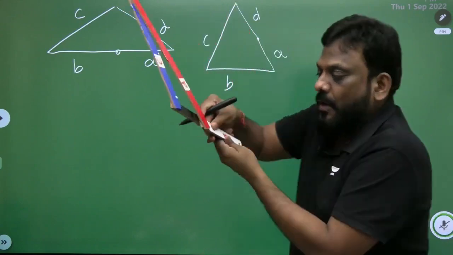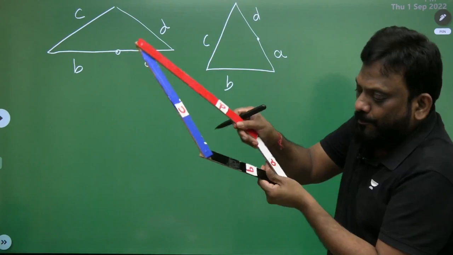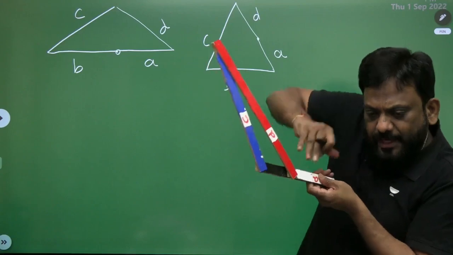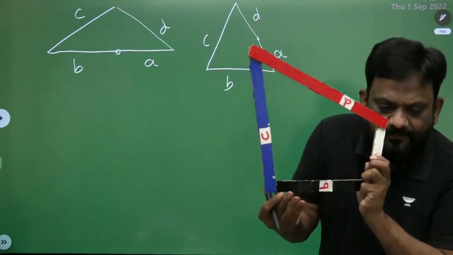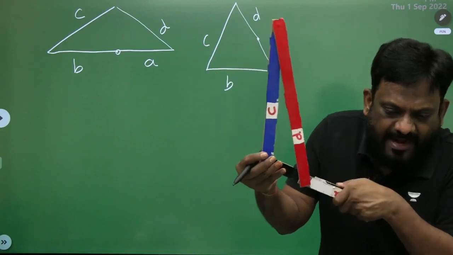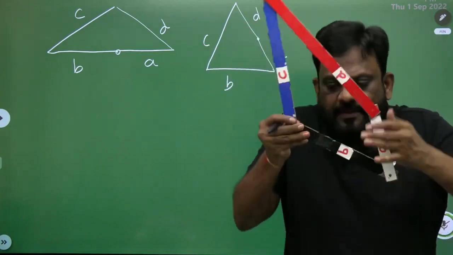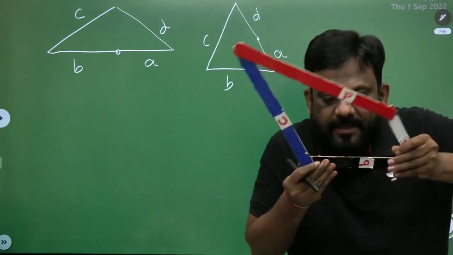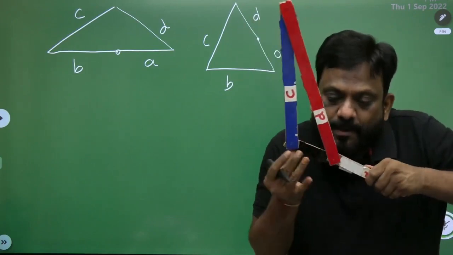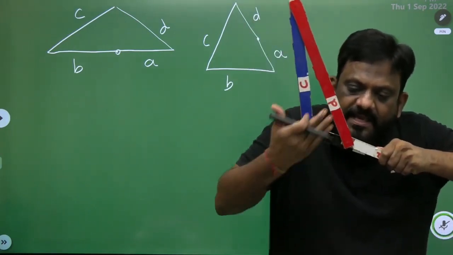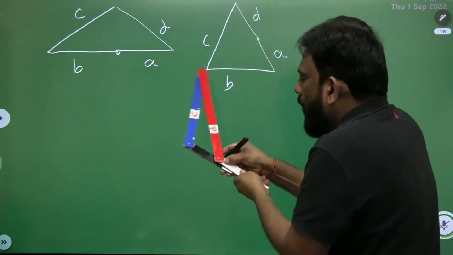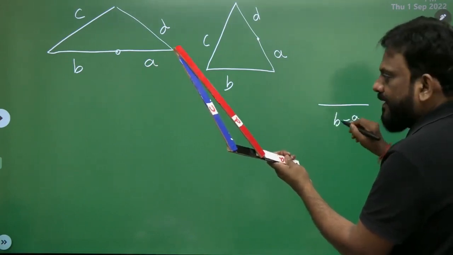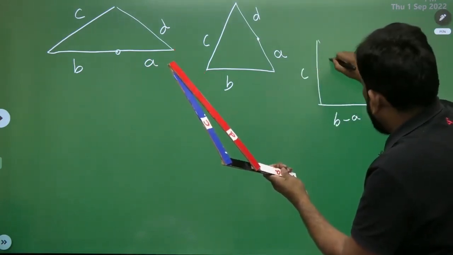So I am showing you very clearly. B is the link and A is the link, and A is over B. If this is B and this is A and it overlaps, what will be this distance? B is more and A is less, so it will be B minus A. So the triangle formed is B minus A, C and D. Let me show you very clearly: this is B minus A, then we have C, and then we have D.